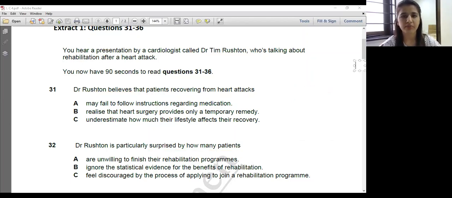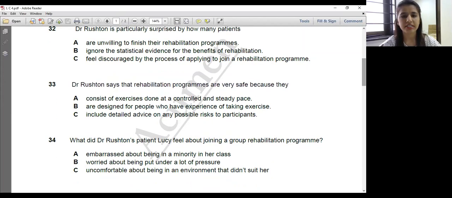Then if you look at question number 3, okay, it says, Dr. Ruston says that the rehabilitation programs are very safe. That means here he is going to give out some reasons, okay, why he thinks these programs are very safe. Then question 4 says, what did Ruston's patient Lucy feel about joining a group rehabilitation program?